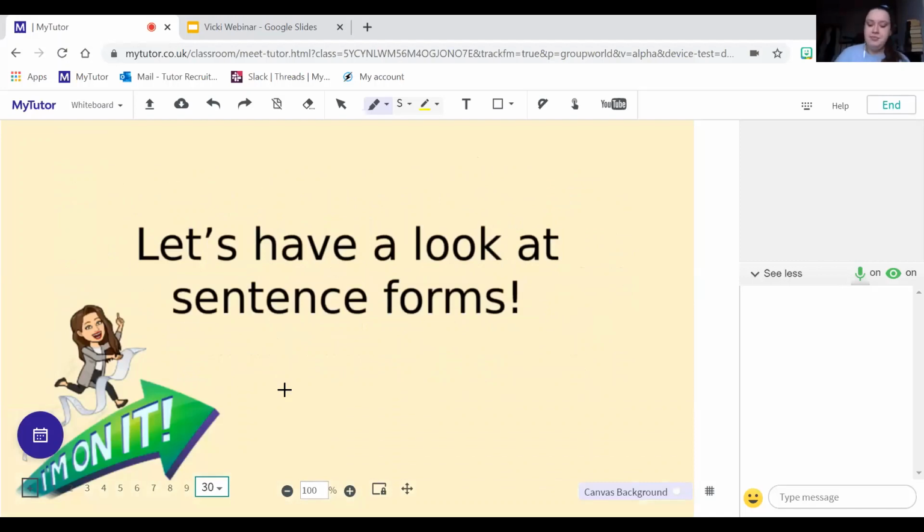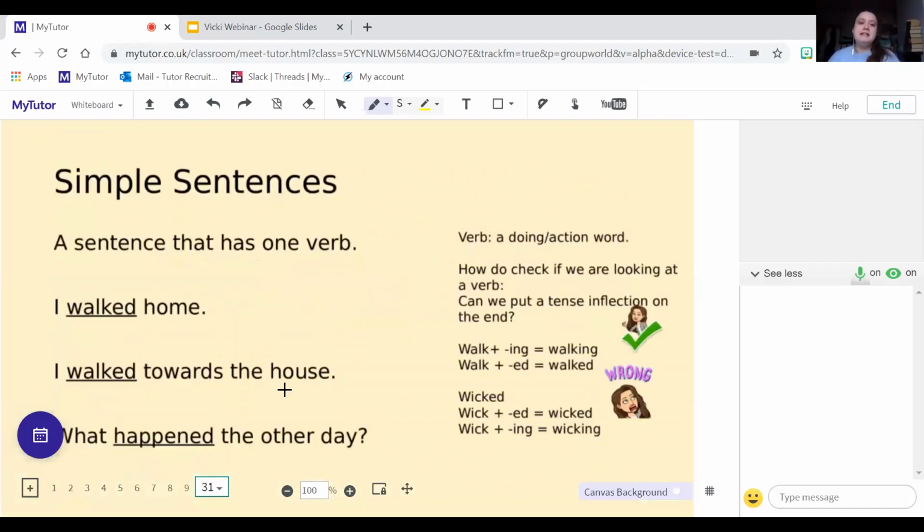Right, so I was going to show you sentence forms as well, but I'm not going to bother with annotating them quickly. So in terms of sentence forms, we have 3 types that we need to know: simple, compound, and complex. A simple sentence is where a sentence has 1 verb. So I walked home, I walked towards the house, what happened the other day? Now, a verb, if you don't know, is a doing word, an action word.